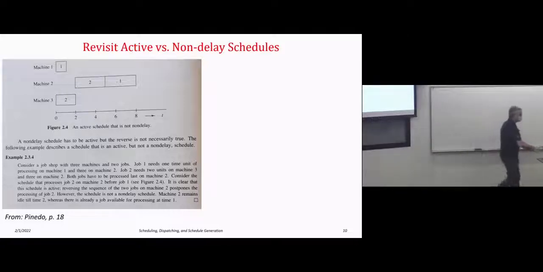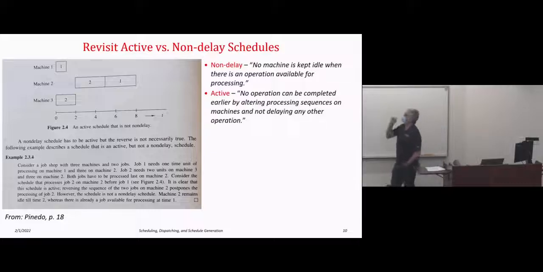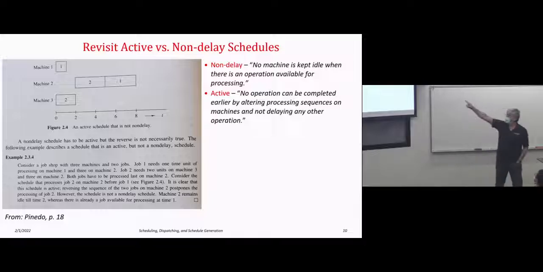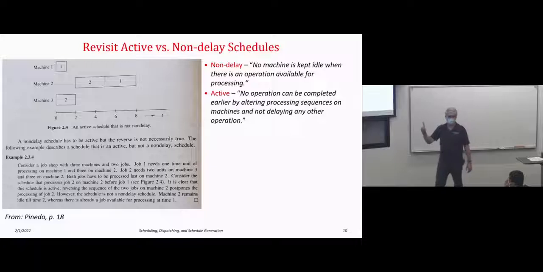So what I did was I went to a pretty classic book on scheduling and pulled out this example. From it, I have two definitions that we're interested in. The first definition is a non-delay schedule. The formal definition says no machine is kept idle when there's an operation available for processing. An active schedule says no operation can be completed earlier by altering the processing sequences on machines without delaying any other operation. The schedule that you see right there is active, but it's not non-delay, right?